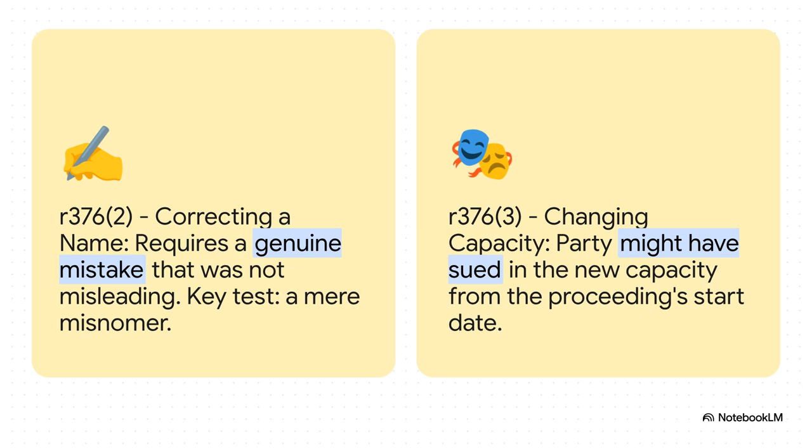But for changing a party's capacity, that's Rule 376, Sub-Rule 3, the test is totally different. The question there is, could that person have sued in this new capacity from day one? The classic example is someone suing in their own name when they really should have been suing as the executor of a will.